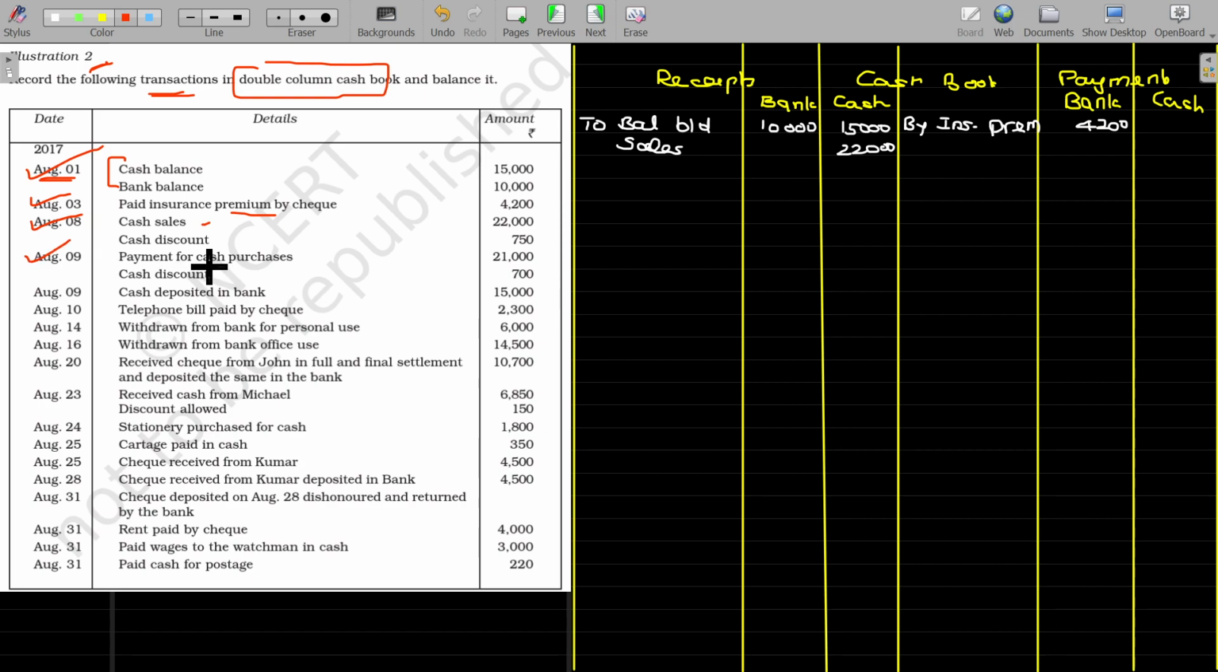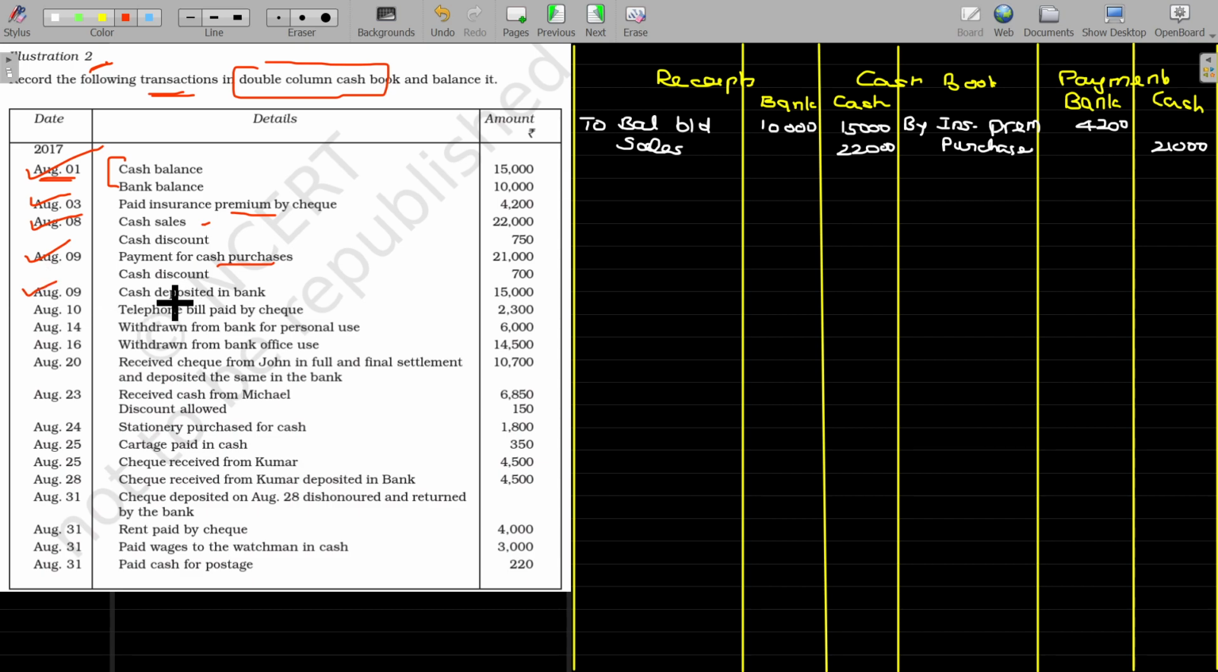On 9th August, payment for cash purchases 21,000. In payment side, purchases, that value being 21,000 by way of cash. I assume that the payment is by way of cash, not by check. Forget about the discount in this case.